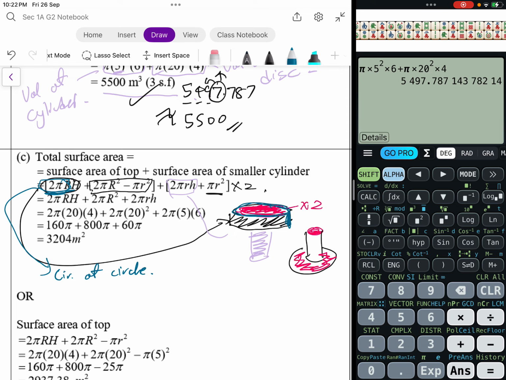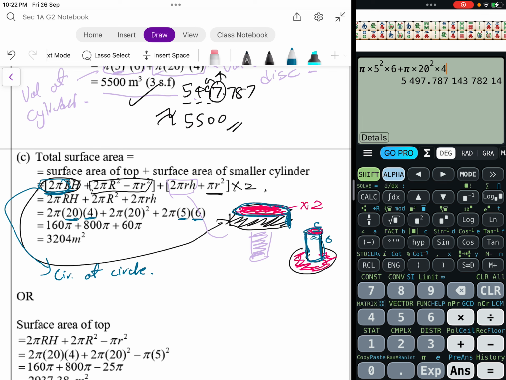Okay, so you got your 20 radius, your height 4. Then the other side one is radius 5, height 6. So here is 6, radius is 5. Alright, just to find this area at the side. Okay, then you have your area of circle.